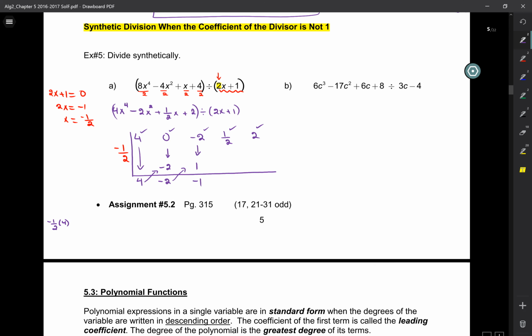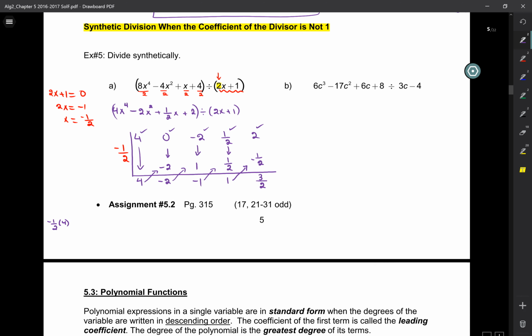Now I get negative half times negative 1, which is positive 1/2. What do I get when I add the 1/2 and the 1/2? I get a 1. Because if I have half a chocolate bar and somebody else gives me another half a chocolate bar, now I have a full chocolate bar. And now if I multiply the negative half times the 1, negative 1/2. Now, what's 2 minus a half? 1.5, which as an improper fraction is 3/2.